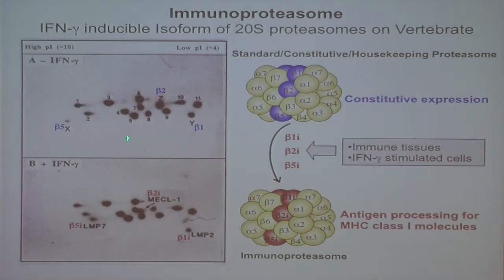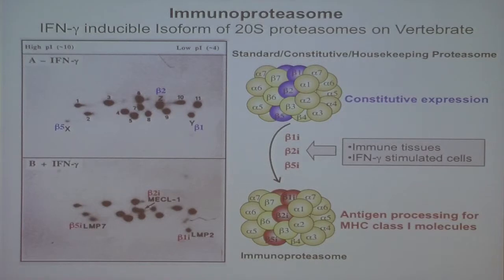These 3 spots disappeared after treatment with interferon gamma. On the other hand, 3 new spots appeared: LMP7, LMP2, and MECL1, now to be renamed. So we cloned all 6 spots by cDNA cloning and found these are catalytic subunits. Beta-1, beta-2, beta-5 are very homologous.